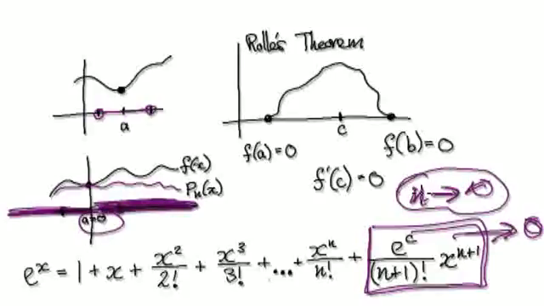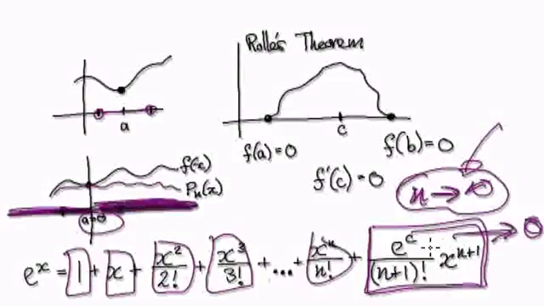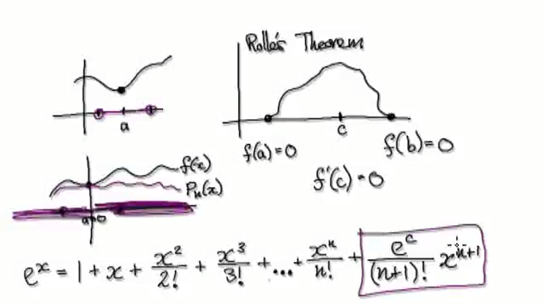As n heads towards infinity, it means we add this term, we add this term, we add this term. That's what it means when n heads towards infinity. We're adding all these terms. But we also need to show that it works for all values of x. We need to show that it works when x is positive, and when x is negative, and when x equals 0.